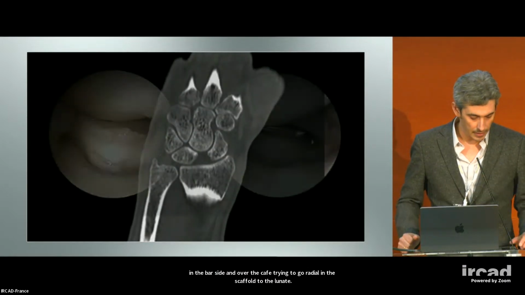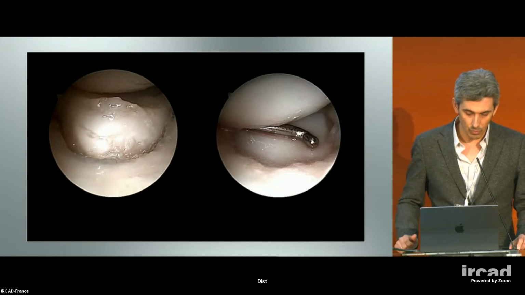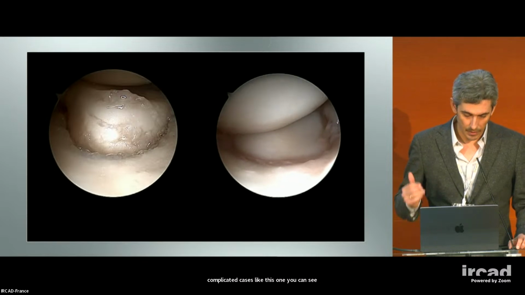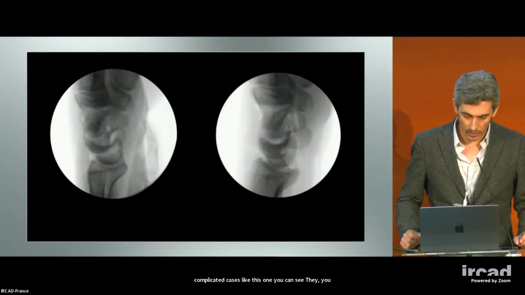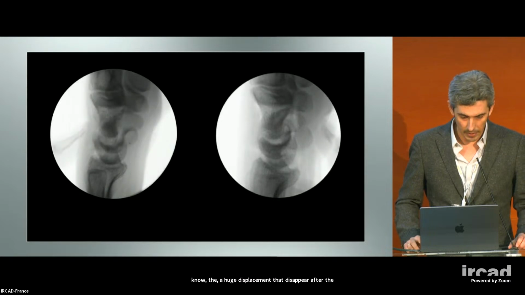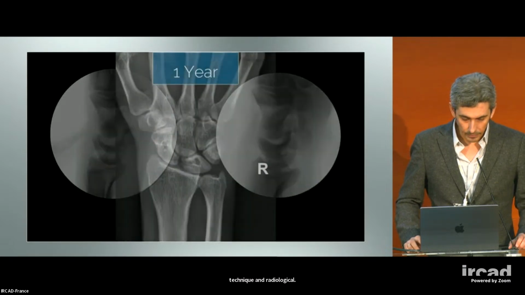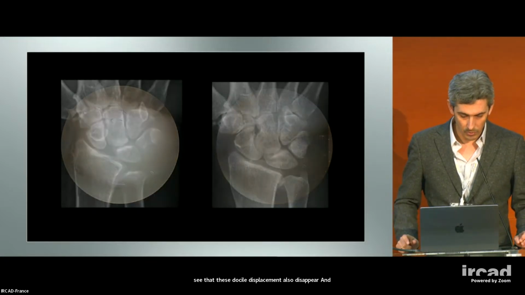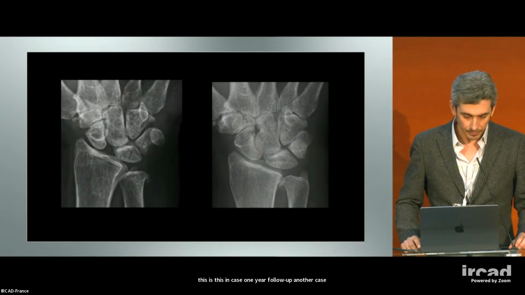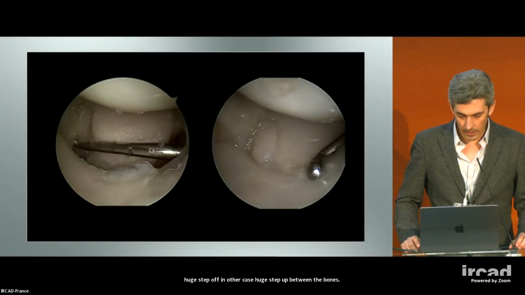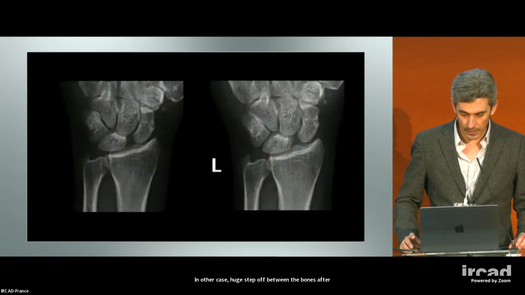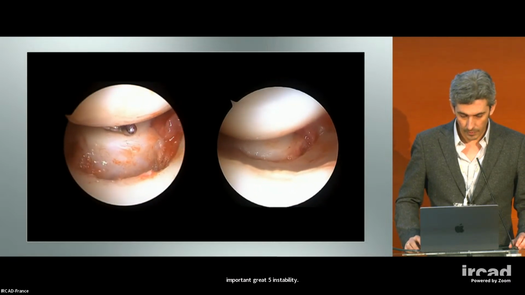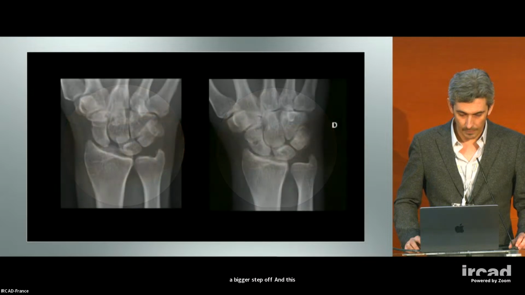So we push a little bit the technique in more complicated cases like this one. You can see there is no remnant of the ligament, a huge displacement that disappears after the technique, and radiologically, you can see that this dorsal displacement also disappears. And this is the same case, 1 year follow-up. Another case, huge step off between the bones after surgery with the X-ray. Another case with a really important grade 5 instability with a recurrence of the gap. And this other one, again, a big step off. And this is the X-ray.